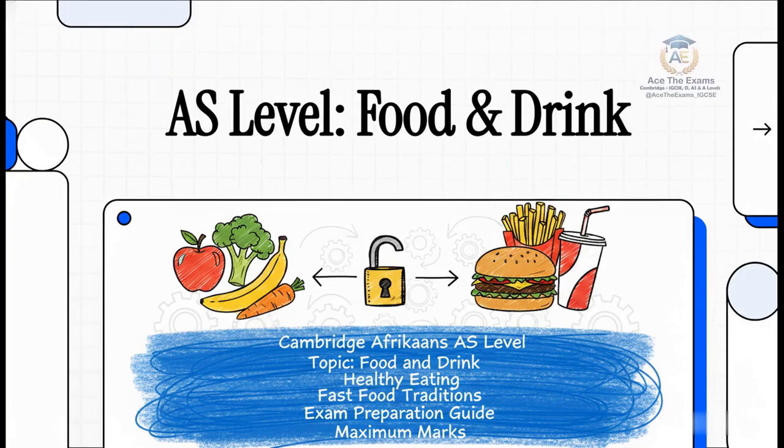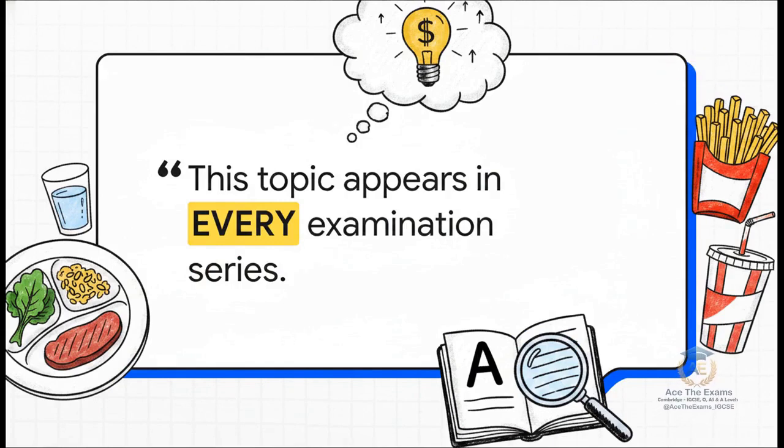Let's boot this up. Take a look at this quote pulled straight from the Principal Examiner reports. This topic appears in every examination series. Okay? This is a core kernel of the syllabus. You literally cannot skip it. Mastering this isn't just about hard-coding some vocabulary into your memory. It's about understanding exactly how the examiner expects you to process and output data. It is absolutely non-negotiable if you want a high-scoring system.